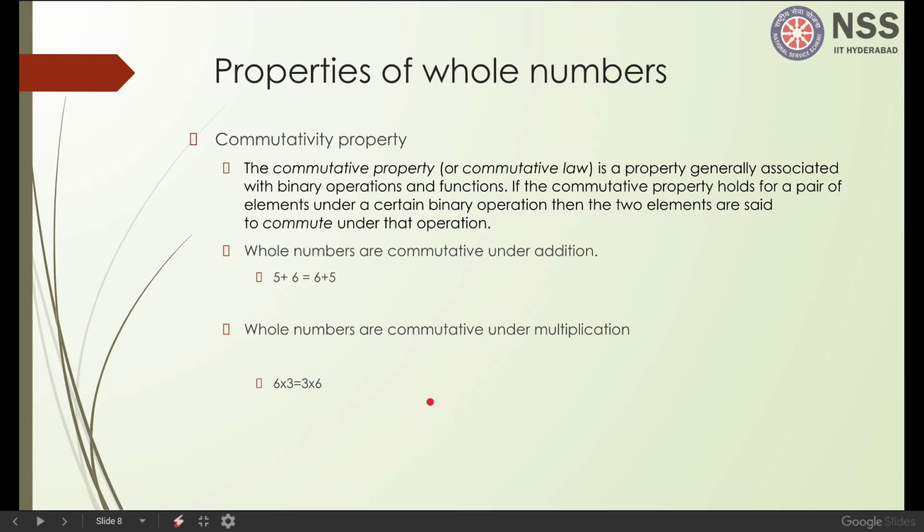So therefore, whole numbers are commutative under multiplication. So the order in which we multiply or add two numbers does not matter. Therefore, 5 plus 6 is equal to 6 plus 5, and 6 multiplied by 3 is equal to 3 multiplied by 6.